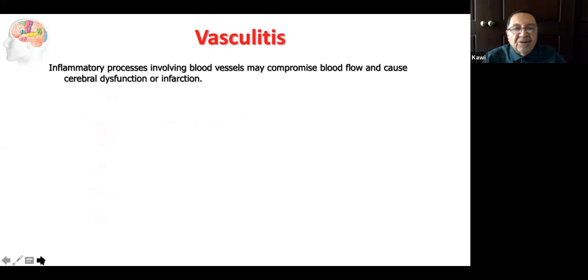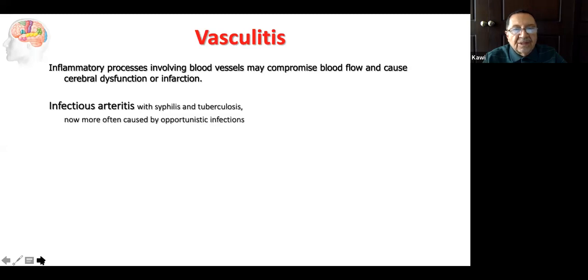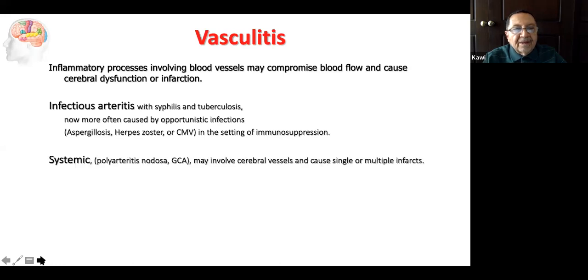Vasculitis is an inflammatory process involving the blood vessels and may compromise the blood flow to the brain. There is infectious arteritis that happens with meningitis, with syphilis, with tuberculosis, and now it is most often caused by opportunistic infections such as aspergillosis or zoster and so on. There is the systemic vasculitis such as polyarteritis nodosa and giant cell arteritis.